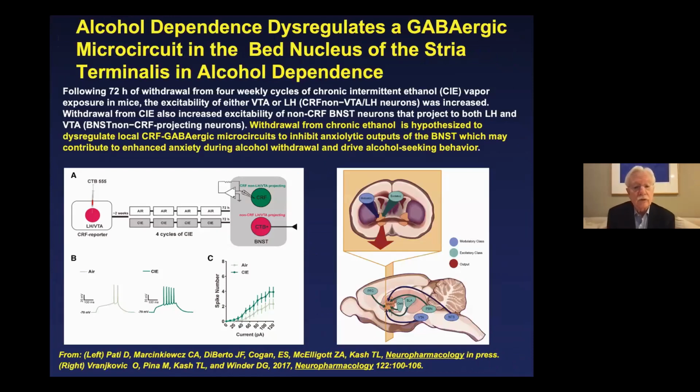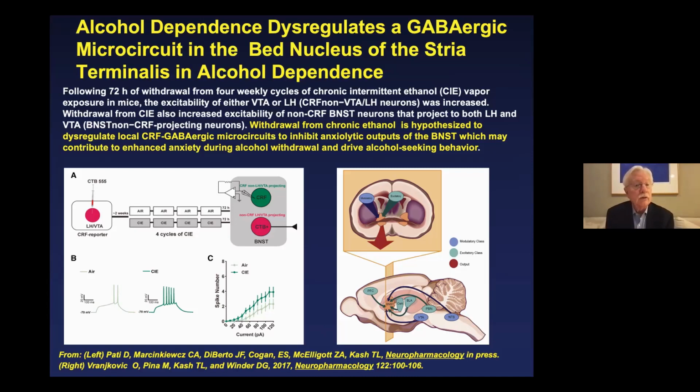And then in another recent study, Dr. Patel and the Winder and Cash group have shown that alcohol dependence dysregulates a GABAergic microcircuit in the bed nucleus of the stria terminalis. And you can see here the inputs to the bed nucleus of the stria terminalis, but one of the prominent ones is, of course, the central nucleus of the amygdala, illustrated in the bottom picture here. But there are also outputs of the bed nucleus of the stria terminalis to the brainstem, and there are inputs from cortical areas.